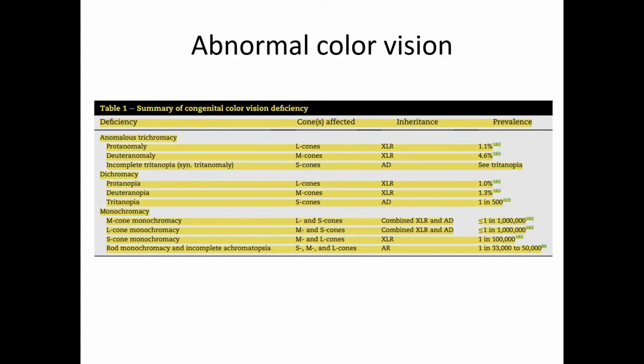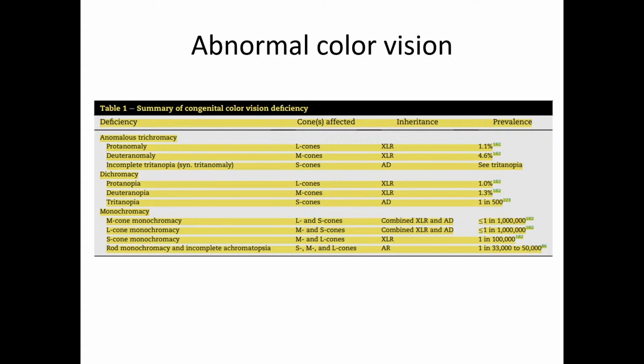Monochromacy. Here two colors are lost. Only one color will be there. So in M cone monochromacy, red and blue are lost. Only the green is seen. In L cone monochromacy, M and S cones are lost. So the patient is able to perceive only red. In S cone monochromacy, the patient will be able to perceive only blue color.